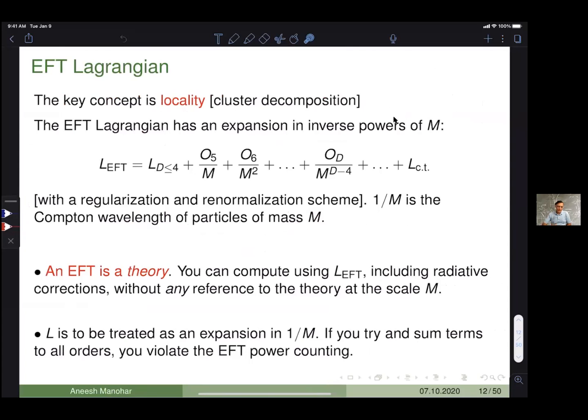OK, so now let me put a few equations about the EFT. So the key concept for the EFT Lagrangian, again, is locality. And so what we do in an EFT is you just take our usual field theory with operators with dimension less than or equal to 4, what people call renormalizable theories, and just keep going. You add operators of dimension 5, and they're suppressed by some high scale M, O6 by M squared, et cetera. And in some sense, you can think of 1 over M as the Compton wavelength of some high scale particles you've integrated out. Or you can just say, well, I don't know what's going on at the scale M. I'm just going to parameterize it by this. But we have a local Lagrangian at the low energy scale. And I'm going to calculate at momenta small compared to this.